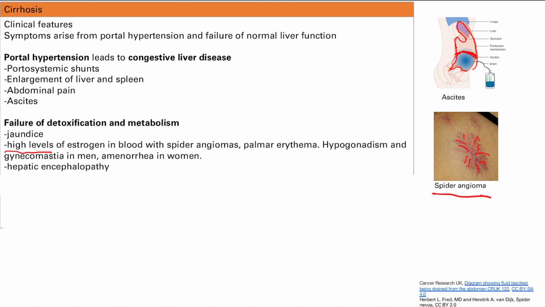Then you also get hepatic encephalopathy. What this means, encephalopathy is a disorder of the brain, right?